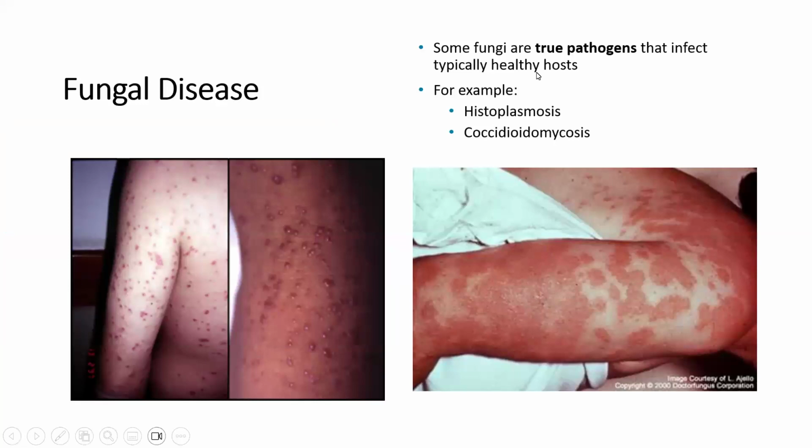There are other true pathogens that exist within the group of the fungi, and these are going to be things like histoplasmosis or coccidioidomycosis, and both of these cause disease in healthy individuals, and we see different skin rashes that come from them.